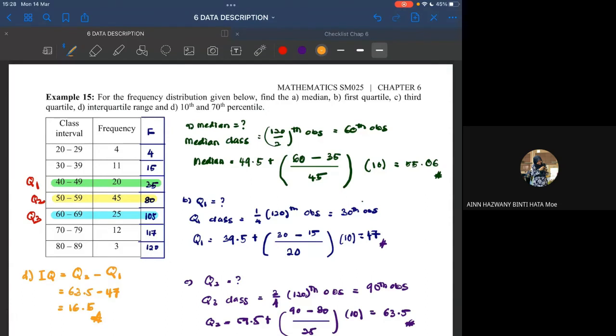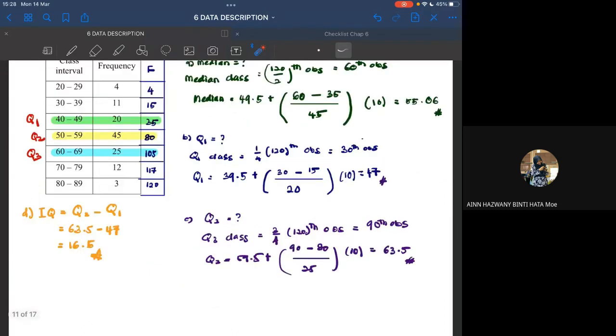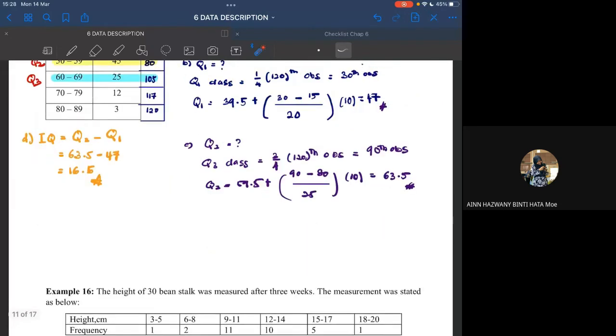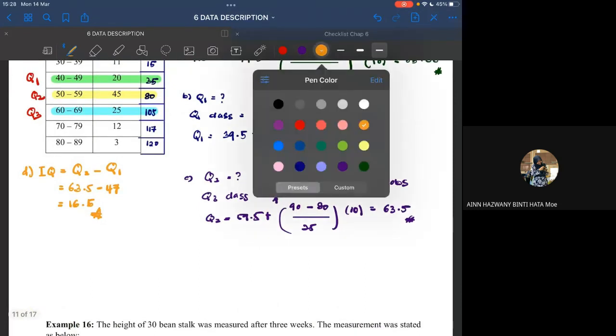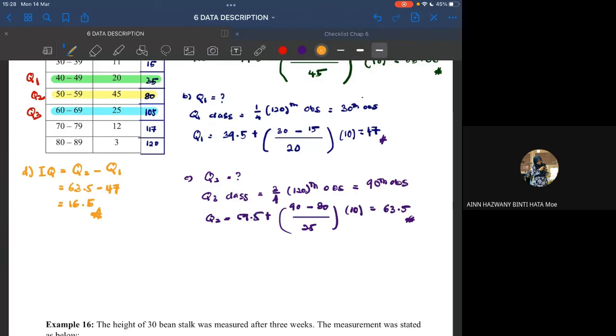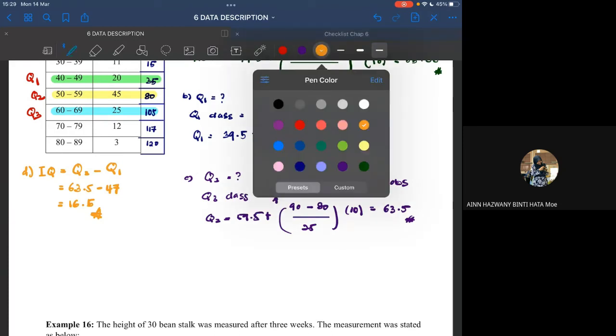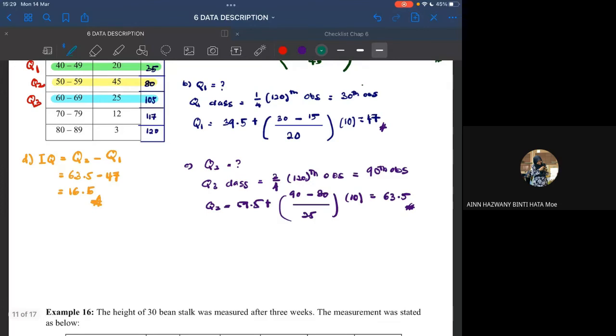is we are going to find the 10th and 70th percentile. Okay, exactly the same thing as finding the quartile. Bezanya cuma dekat sini lah. Bezanya untuk cari kelas. So ini je beza dia. Okay, so let's find the 10th percentile. Warna apa lagi saya boleh guna ni? A, B, C, D, E. P10.